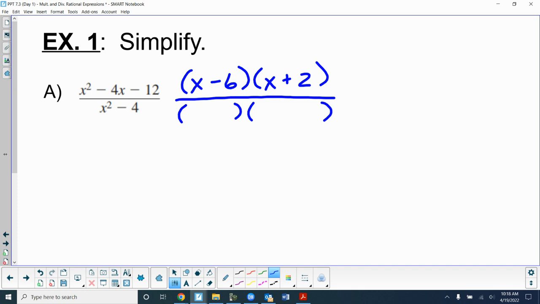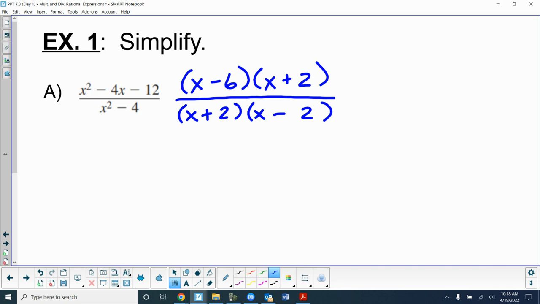X and 2, right? Square root of x squared is x. Square root of 4 is 2. One's plus and one's minus. So now that we have it factored, do we see any common factors? One in the top, one in the bottom. Those x plus 2's, right?